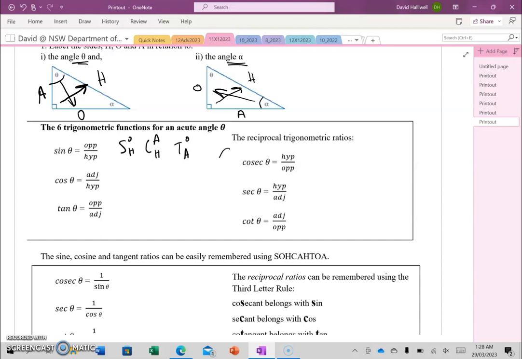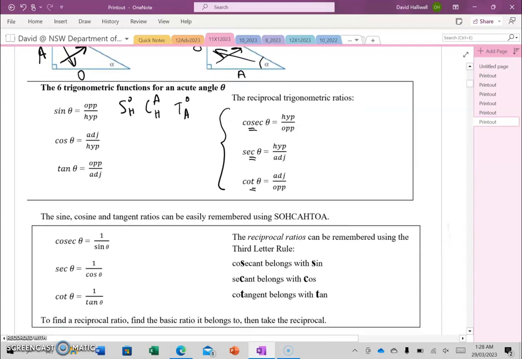The reciprocal relationships, I think you did look at these in year 10. So cosec is basically sine flipped, so it's hypotenuse over opposite. Sec is cos flipped, so it's hypotenuse over adjacent. And cot is tan flipped, so adjacent over opposite.